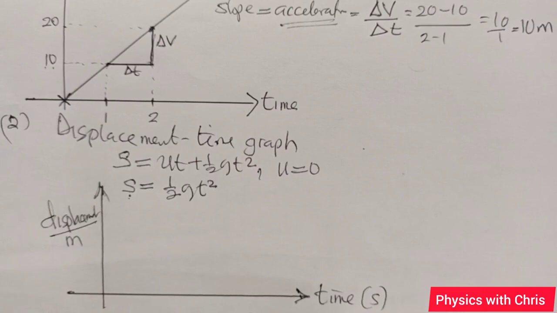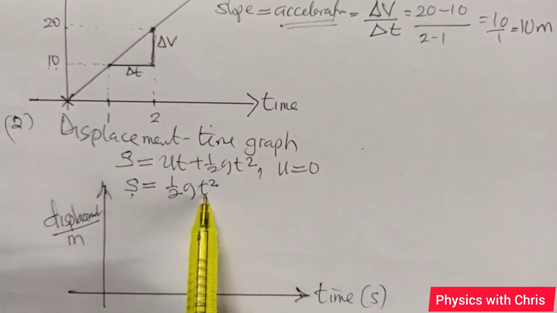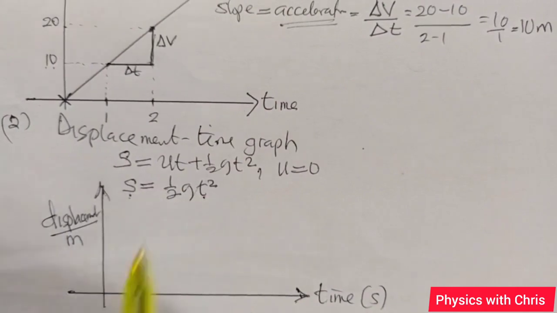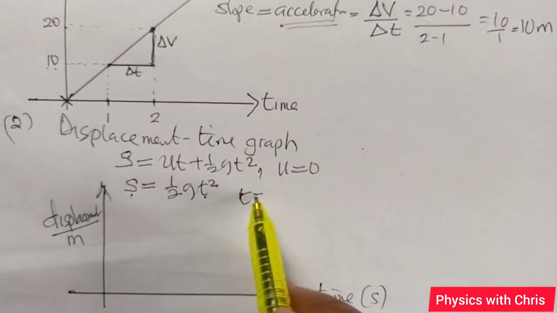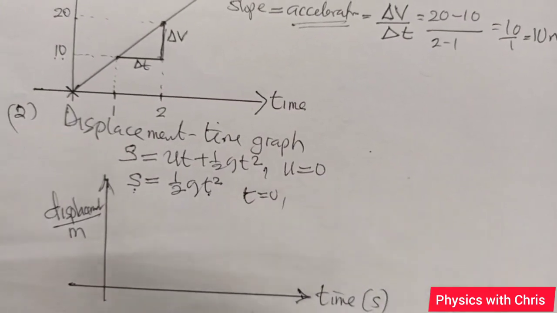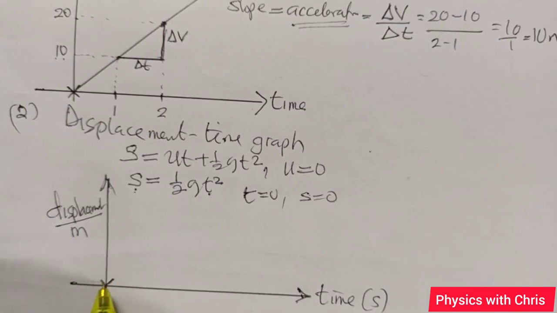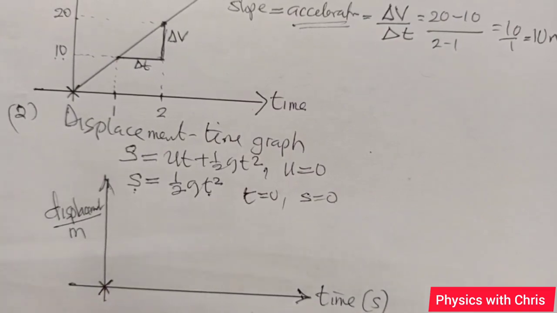So let's see, at time t equals 0, if we substitute 0 for t, we get s is 0, meaning that when t equals 0, the displacement, the distance fallen, is 0. So the graph must start from the origin. Yes, because at the time the ball is released, the displacement from the equation is of course 0.